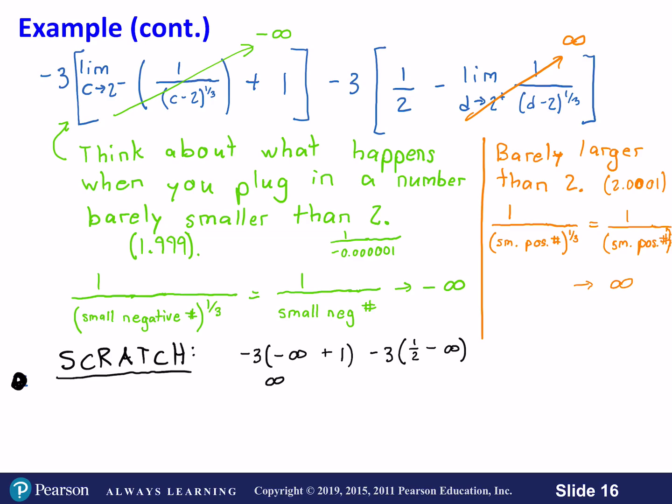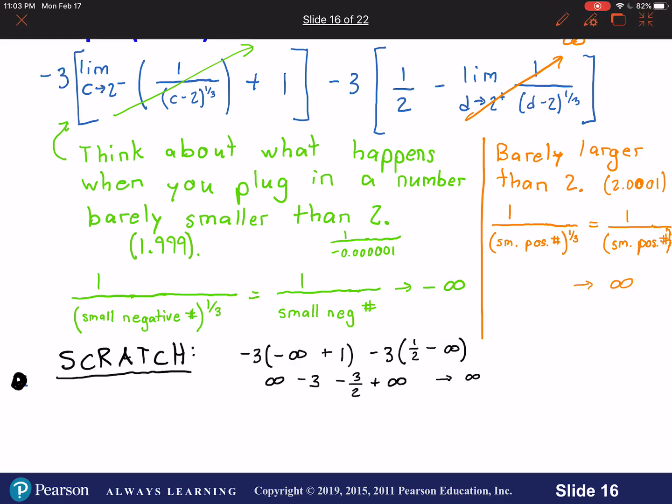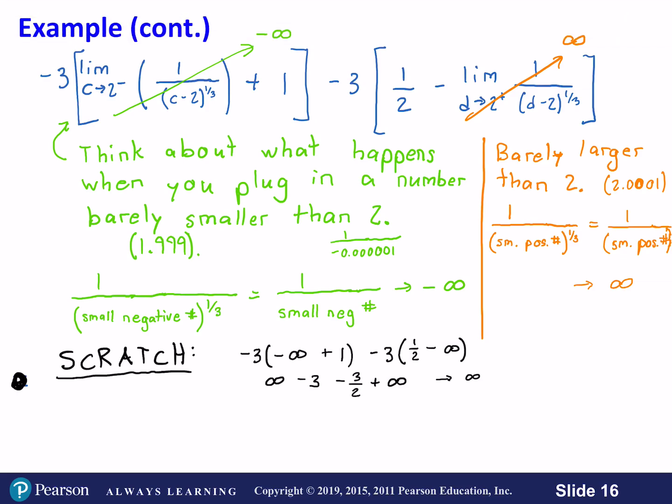Negative 3 times positive 1 is negative 3. Negative 3 times 1 half is negative 3 halves. Negative 3 times negative infinity is positive infinity. And so this whole thing is just positive infinity. And so, our final answer, we can finally conclude, after all is said and done, that this whole thing is equal to infinity. And so, therefore, the integral diverges.